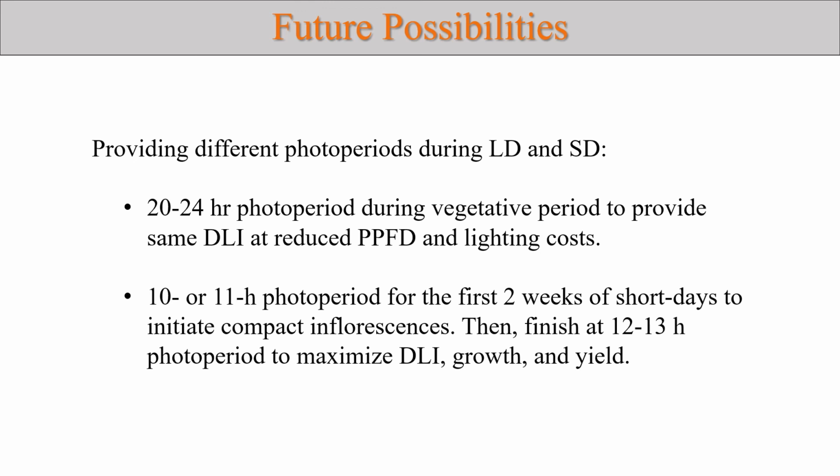Another possibility, which we might be pursuing this fall, would be starting the plants under a 10 or 11-hour photoperiod for the first week or two, and then moving them to a longer photoperiod to finish. This ideally would result in compact inflorescences as the buds or the meristems transition to flowering, and we have really short internode spaces in all of the inflorescences. And then we go to a longer photoperiod to really maximize the DLI and thereby the yield.